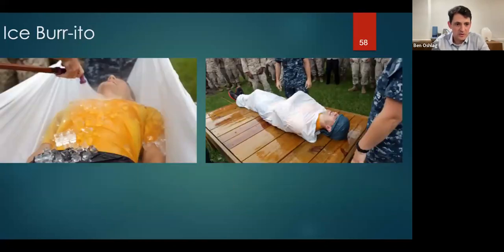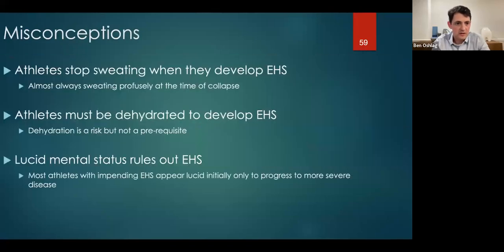This is the ice burrito. You cover them with ice, you wrap them with a towel. It's really an effective way to cool people down fairly quickly.